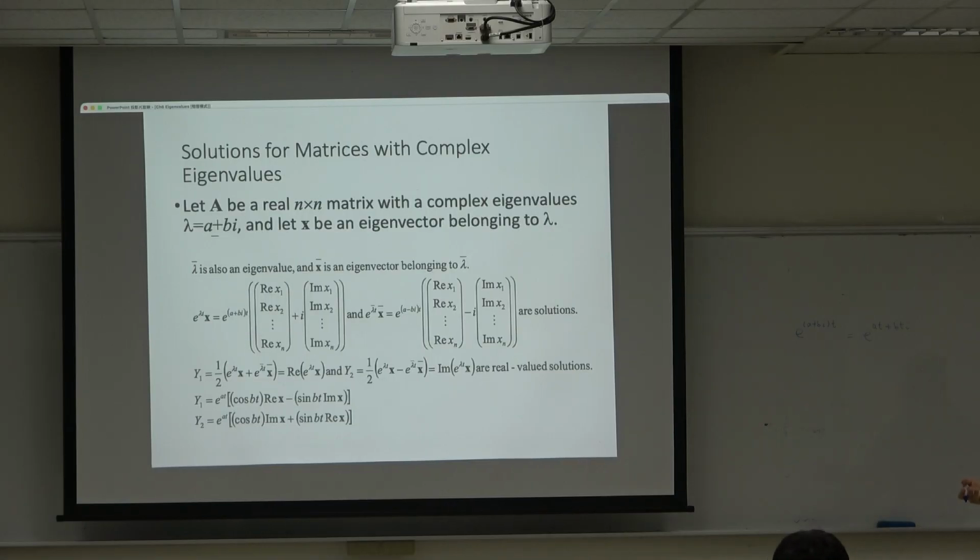Right? And because the sum happens on top, we know this is e to the power of at times e to the power of bti. Any question about that? It's okay, right?